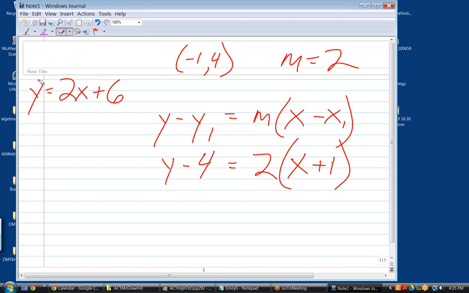All right, I understand this now. I was taught all of this last year, but then we just got a packet on it, and I haven't done it all summer, so I don't remember how to do this.